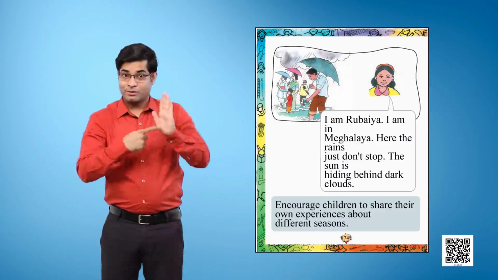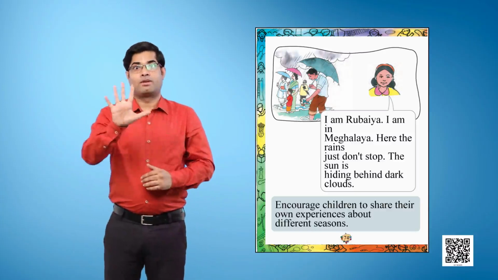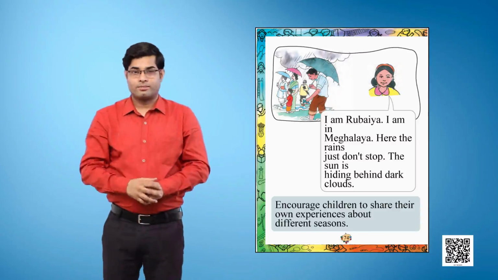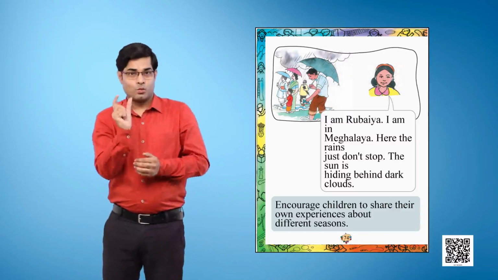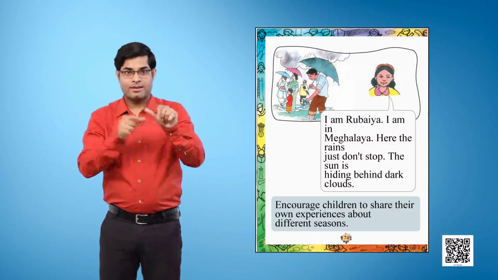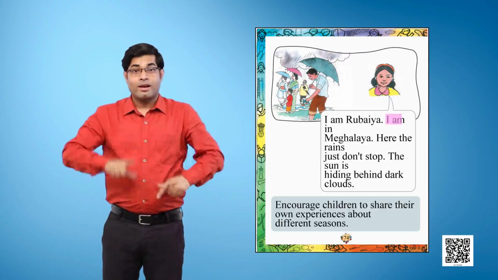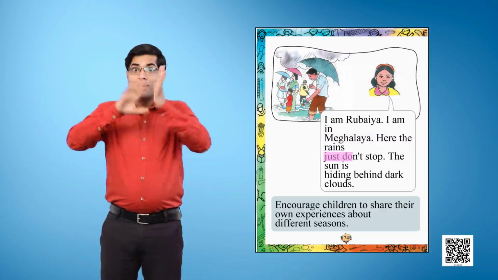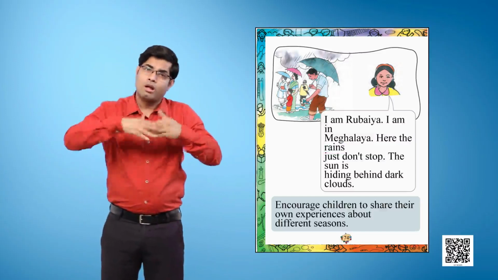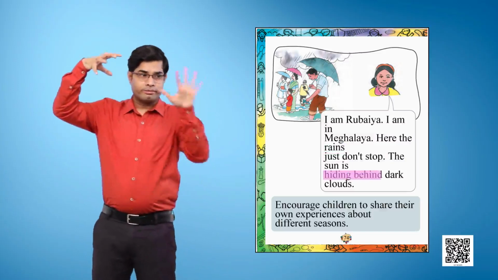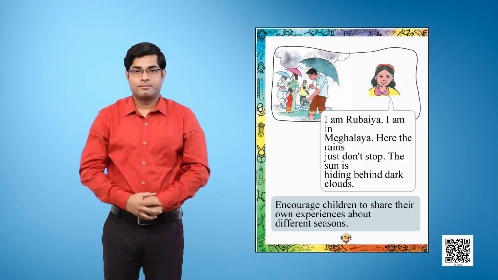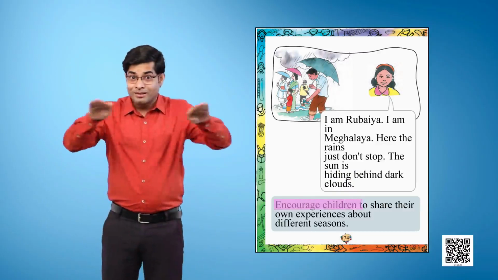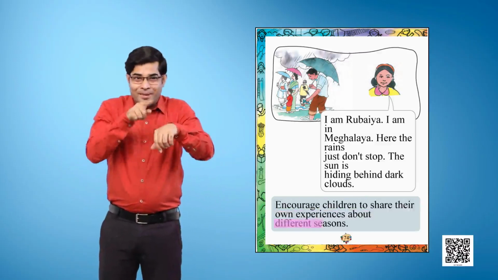Picture 3 shows a family of 5 holding umbrellas in the rain. A girl is saying, I am Rubaiya. I'm in Meghalaya. Here, the rains just don't stop. The sun is hiding behind dark clouds. Footnote. Encourage children to share their own experiences about different seasons.